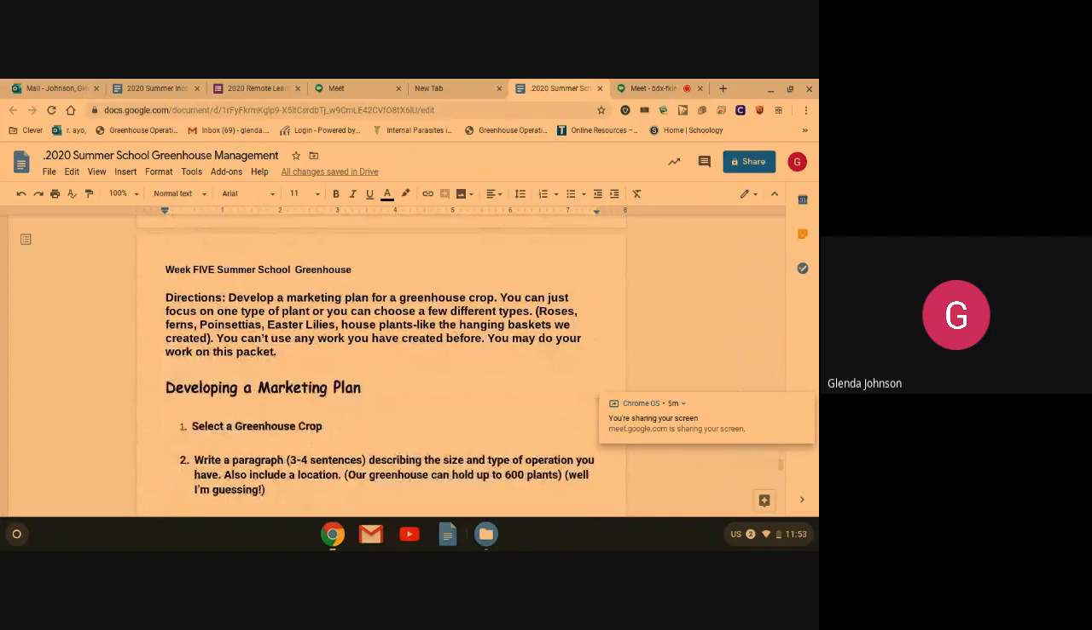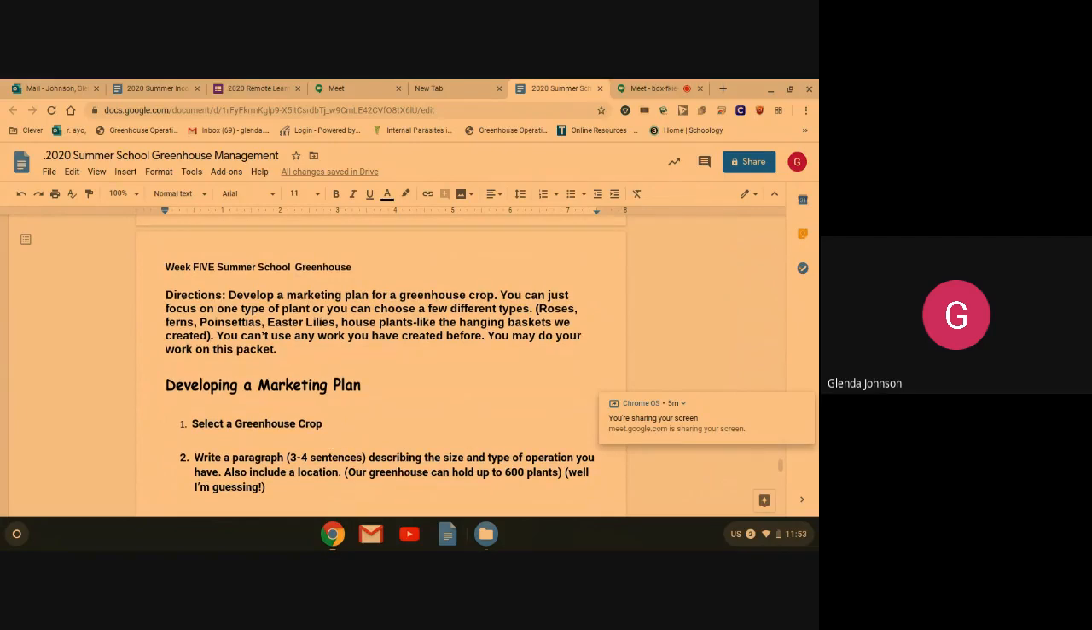Week 5 of summer school is really talking about making a market plan for the greenhouse. You're going to focus on just one type of plant, either roses or ferns or poinsettias, Easter lilies, or house plants like the hanging baskets that we created in class. You can't use any of the work that you had before. So if I ask you to make an advertisement or something like that, you just can't use that part. But those could be good examples for you to answer the questions here and do the activities that you need to do.